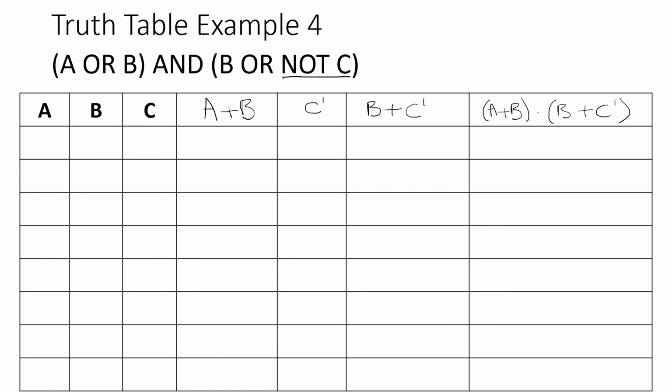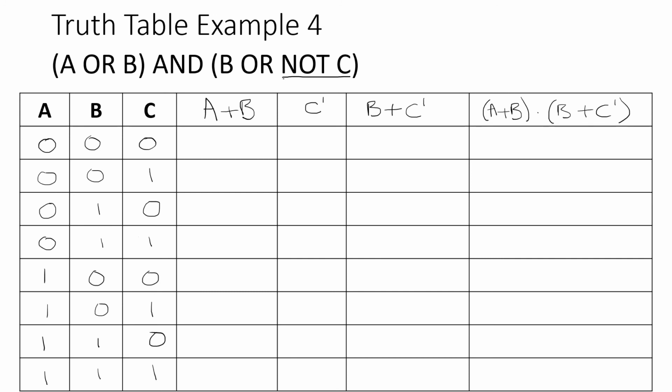Okay, so first of all, we've got to fill in all our possible inputs. We've got 3 inputs, so 8 different combinations. Remember, for this part, you just count in binary. So 0, 0, 0, 0, 0, 1, 0, 1, 0, 0, 1, 1, 1, 0, 0, 1, 0, 1, 1, 1, 0, and 1, 1, 1.